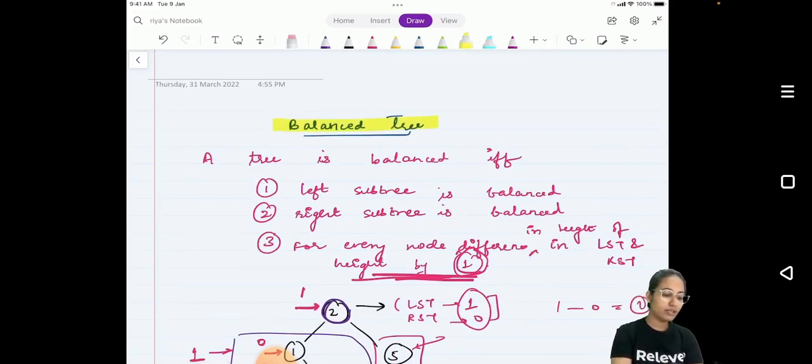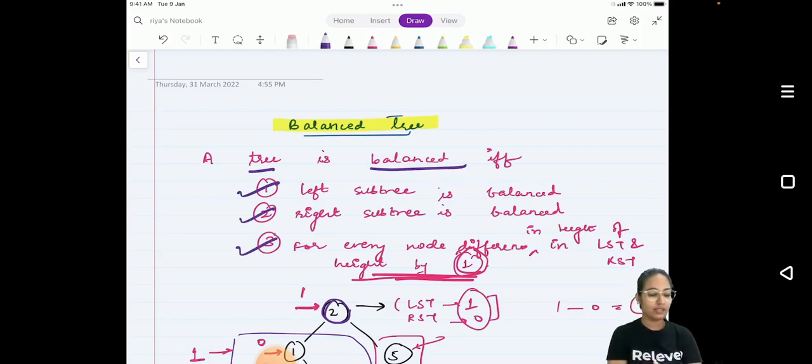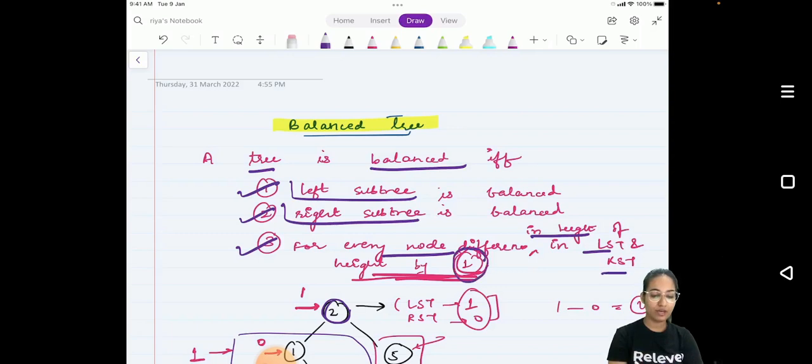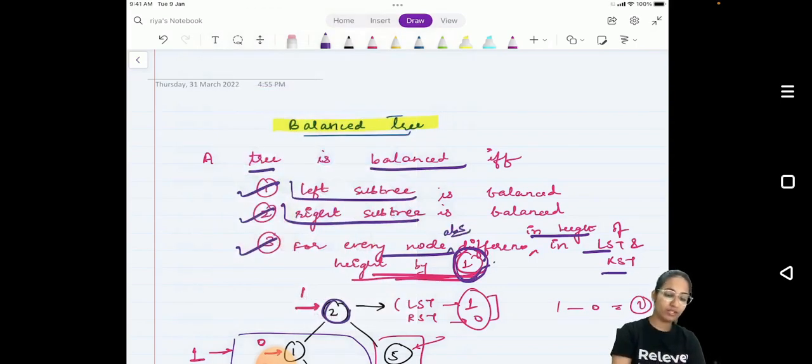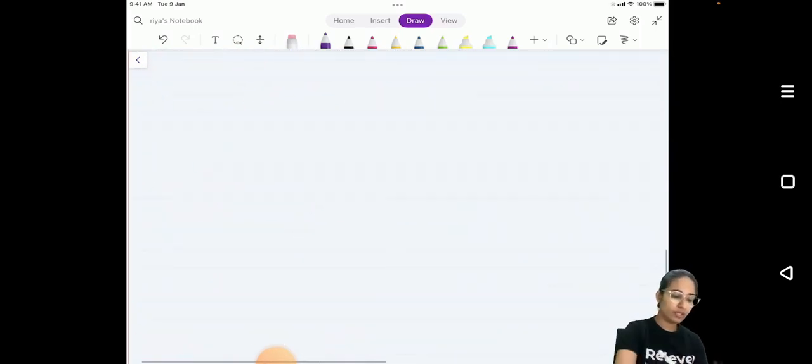Okay, just to reiterate on that, a tree is a balanced tree if these three conditions are satisfied. The left subtree is balanced, the right subtree is also balanced, and for every node, the absolute difference in the height of the left and the right subtree should never be greater than 1. If this is satisfied, then there you go, your question is complete, and you have your answer.